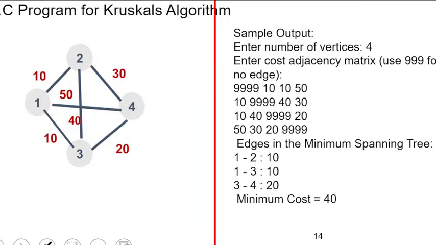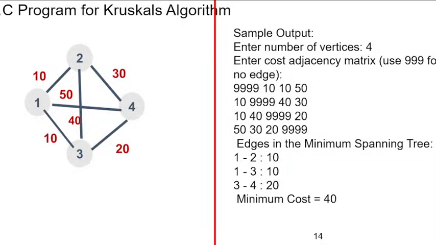So here there is a sample output for this. Consider this is the graph, 1, 2, there are 3, and here the data are given. When you execute that C program, you will get 'enter the number of vertices'. Then you must enter 4. Enter the cost adjacency matrix, use 999 for no edge. If there is no edge, you have to type 999 because infinity is represented by 999.